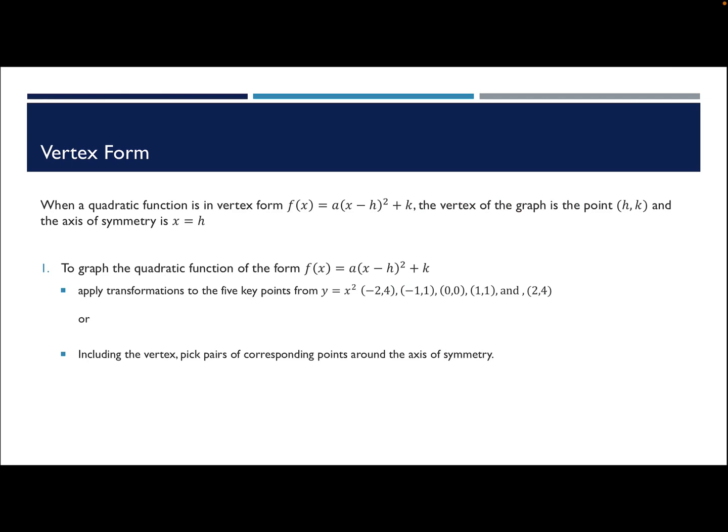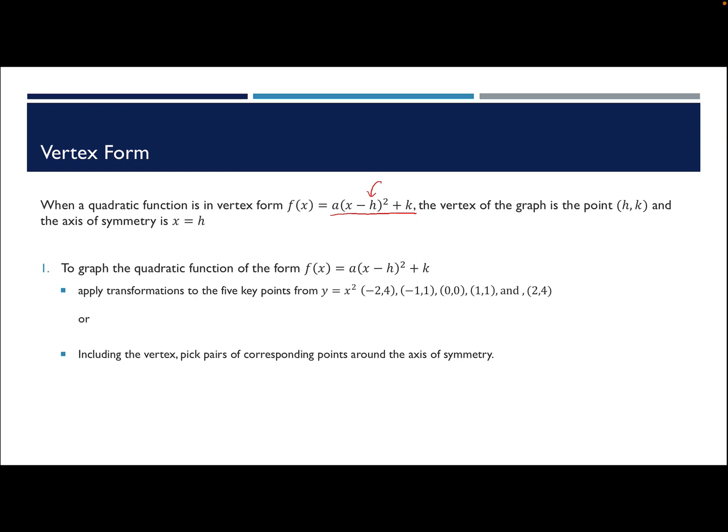The vertex form of a parabola is when we have this form: a times x minus h squared plus k. The vertex of the graph is the point (h, k), and the axis of symmetry is x equals h. Notice we say h, k and not -h, k, so whatever number is here, do the opposite.